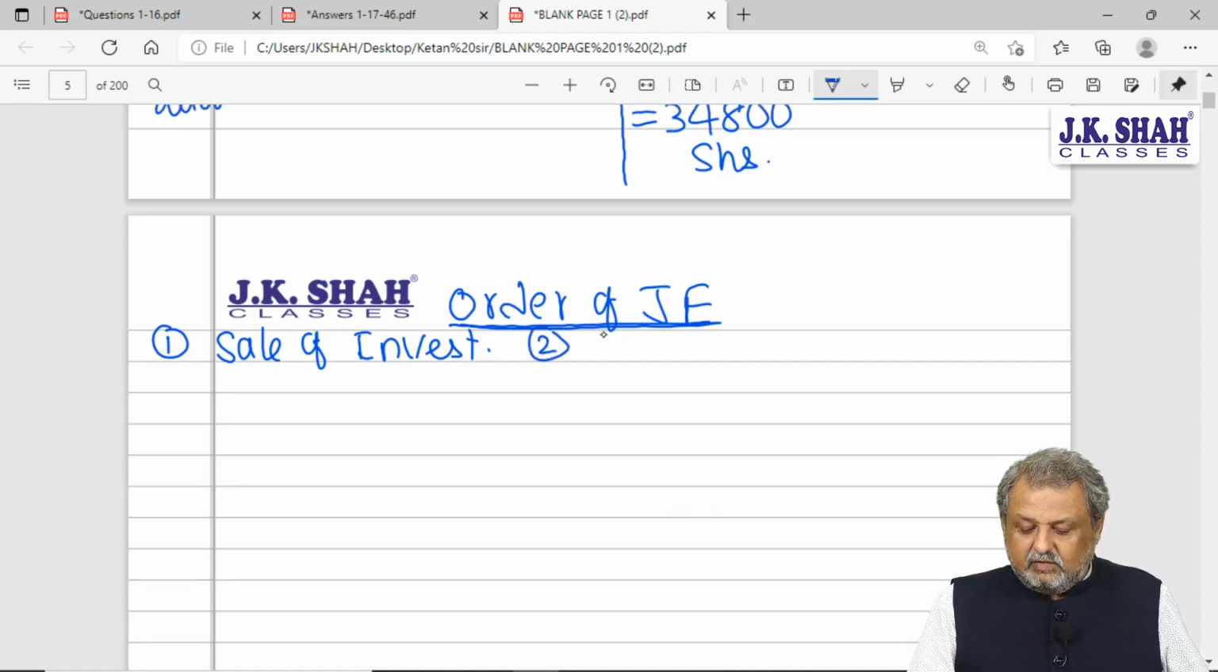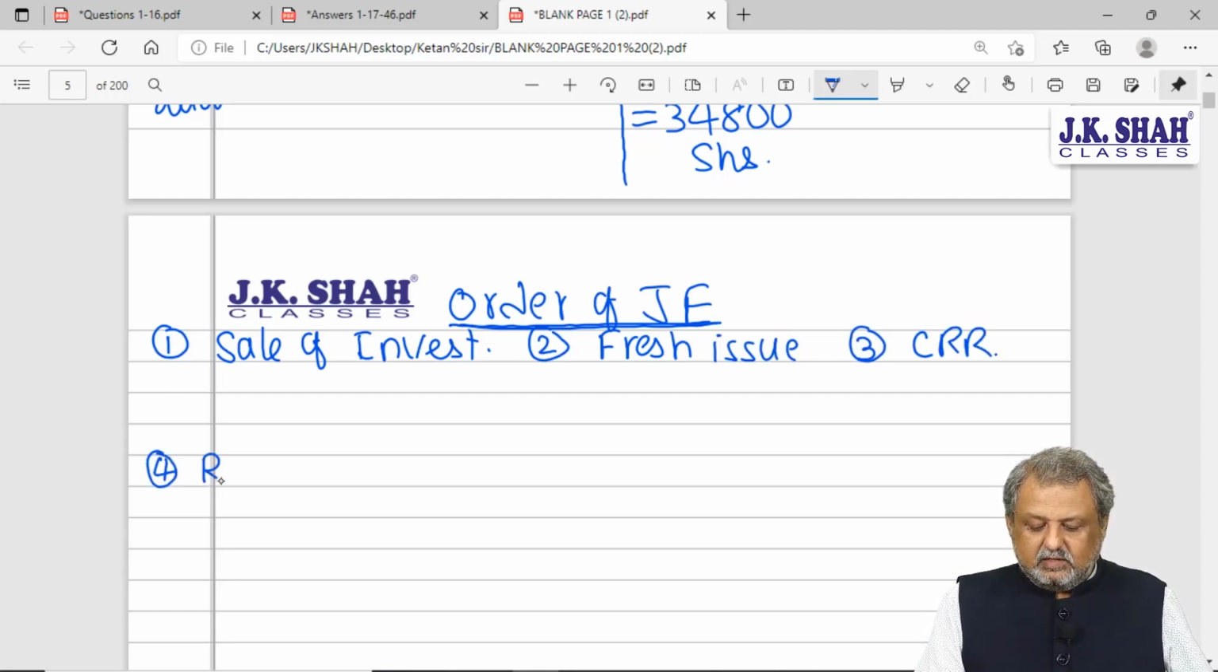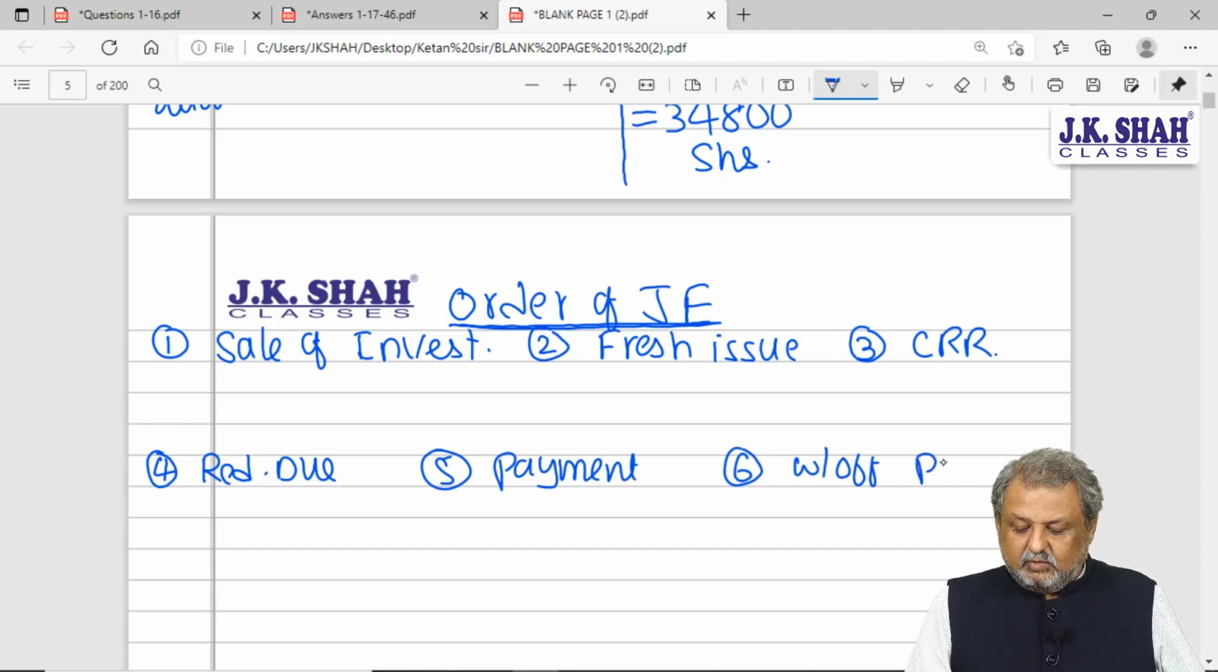Second will be fresh issue. Third will be create CRR. Fourth will be redemption due. Fifth will be payment. Sixth will be writing of premium on buyback. Okay.